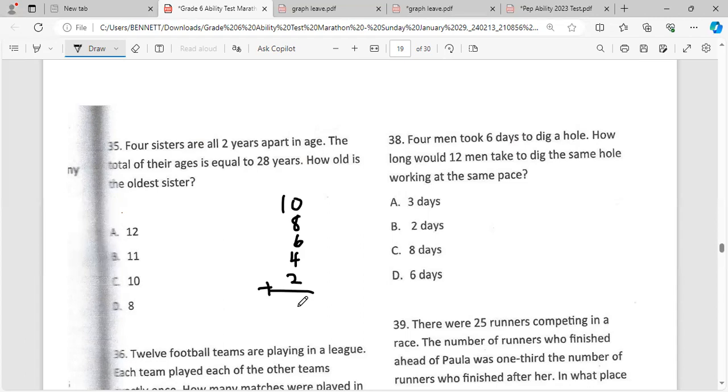Sir, I know what to do. Then take off the 2, sir. The 2 is not supposed to be on it, right? Because it's 4 sisters, so we can't include the 2. We did not have 5 ages. Yeah, so I didn't include the 2.